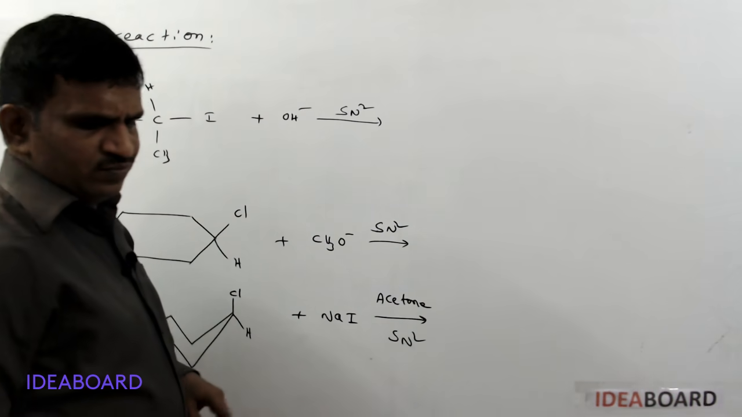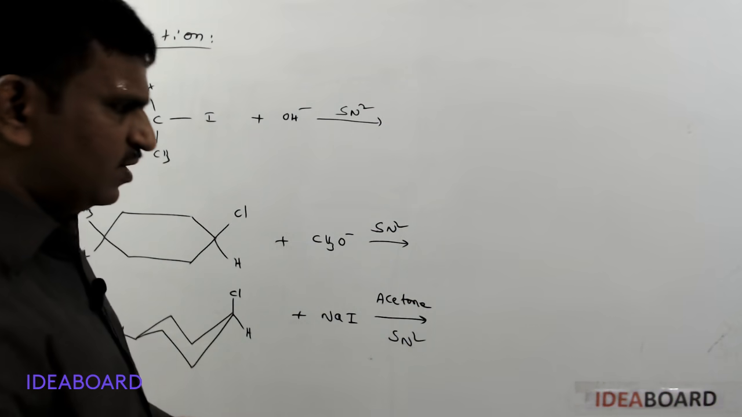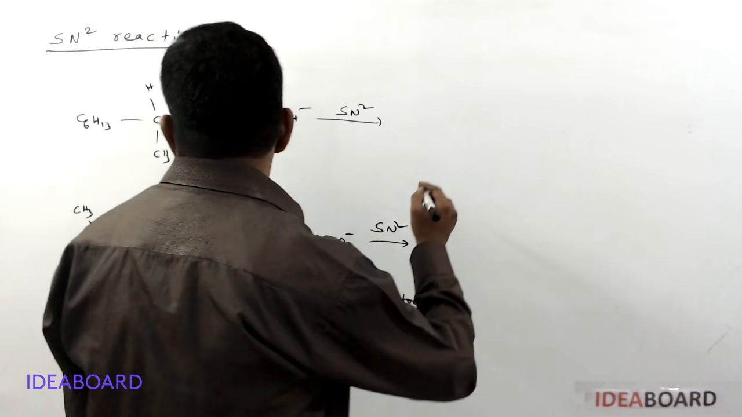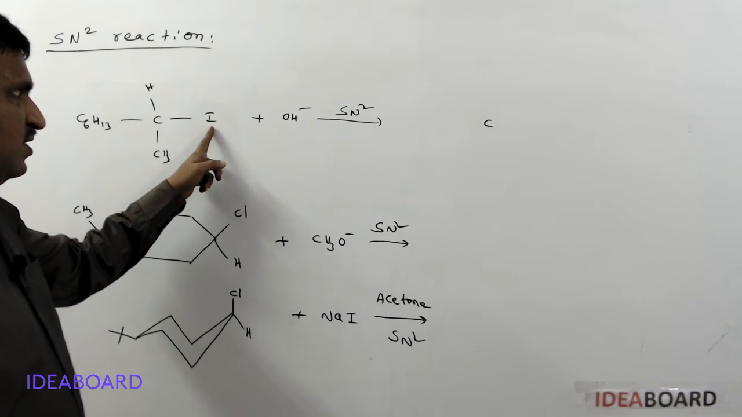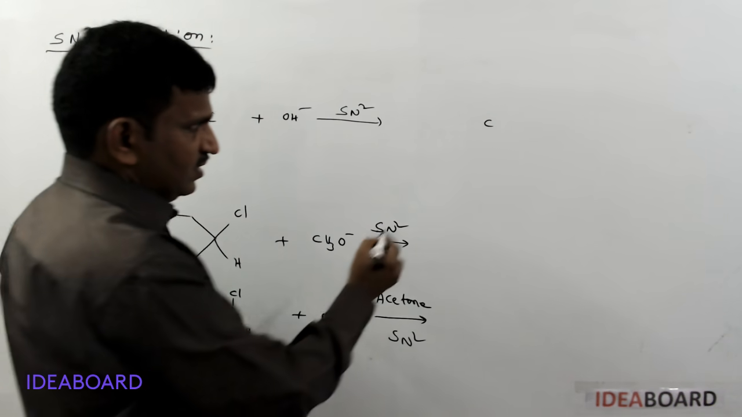Iodine is the best leaving group. The same leaving group order applies to SN1 and SN2 both. Alkyl iodide is the best leaving group. Alkyl fluoride is a weak leaving group. And here, inversion product means I minus is replaced by OH minus, and we get the opposite configuration.